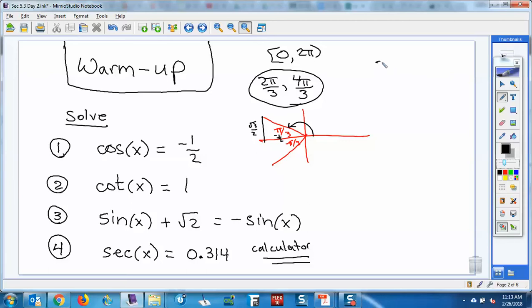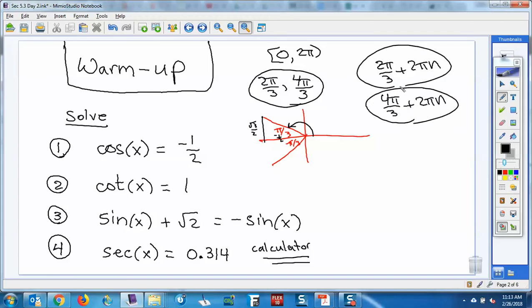In that case, we would do 2 pi-thirds plus 2 pi n, and we would do 4 pi-thirds plus 2 pi n. Remember, the 2 pi n just means one time around the circle, either backwards or forwards. So this one, we could keep coming around and around. That would give us all of those. And then the one in the third quadrant, we would have to write out as well, because they're not equally spaced apart. They're not straight across from each other.